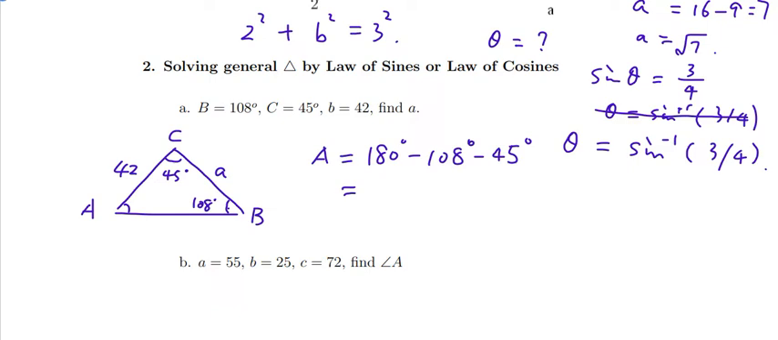Yeah. So 180 minus 153 equals 27, right? Okay. So we say angle A is 27 degrees.